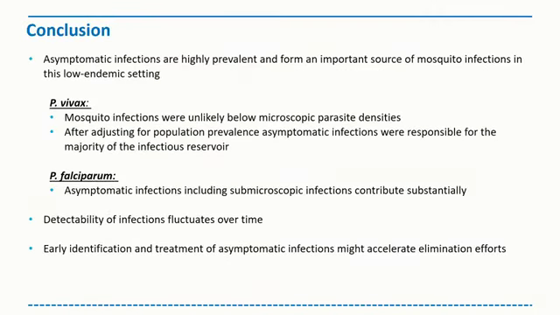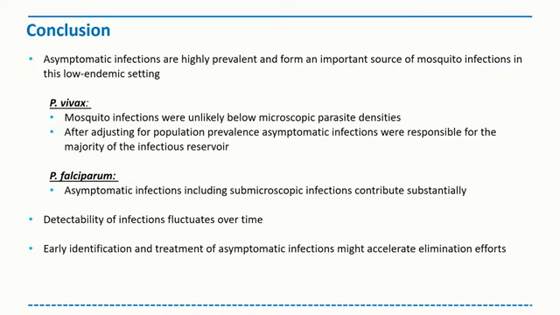So this takes me to the conclusion slide. In this low endemic setting in Africa, where you have Anopheles arabiensis as a vector, you find asymptomatic infections contributing significantly to the infectious reservoir. For Plasmodium vivax, from the preliminary data, it seems that microscopic infections are contributing significantly. But when we adjust for population prevalence, the asymptomatic category is the most important one. For falciparum, the asymptomatic individuals contribute substantially, as indicated in other African settings.